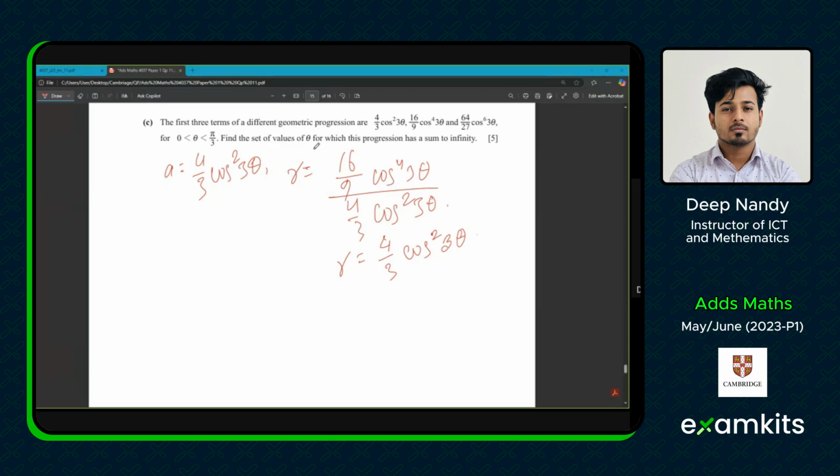Now we need to find the set of values for the sum to infinity. The sum to infinity equals a divided by 1 minus r. So a equals 4/3 cos² 3θ, over 1 minus 4/3 cos² 3θ.